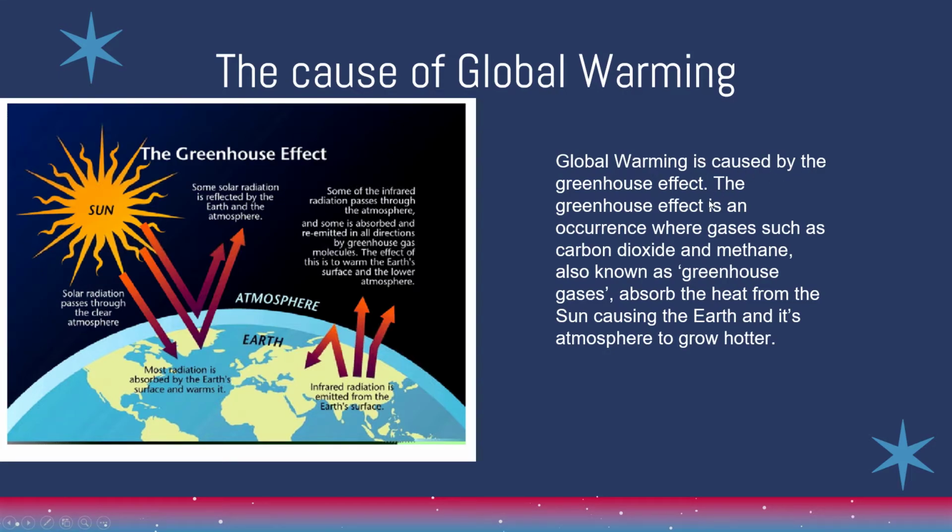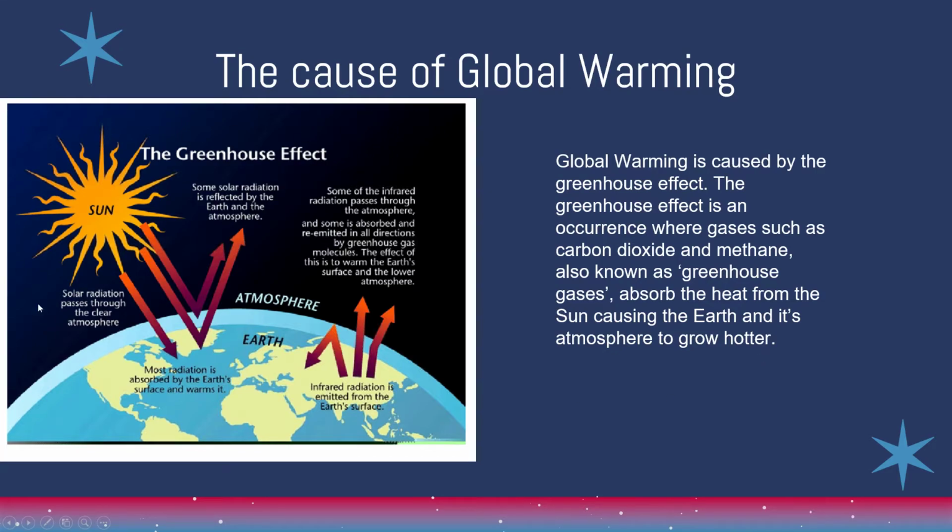The greenhouse effect is an occurrence where gases such as carbon dioxide and methane, and these two gases are the most common greenhouse gases which will be mentioned in most things regarding global warming. So, these greenhouse gases absorb the heat from the sun, causing the Earth and its atmosphere to grow hotter.